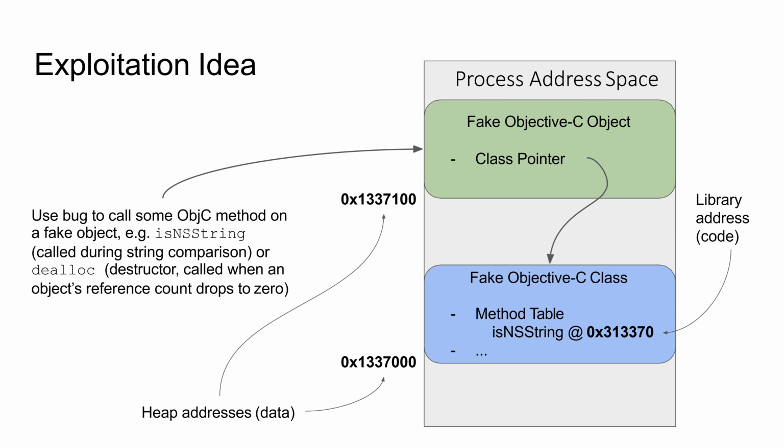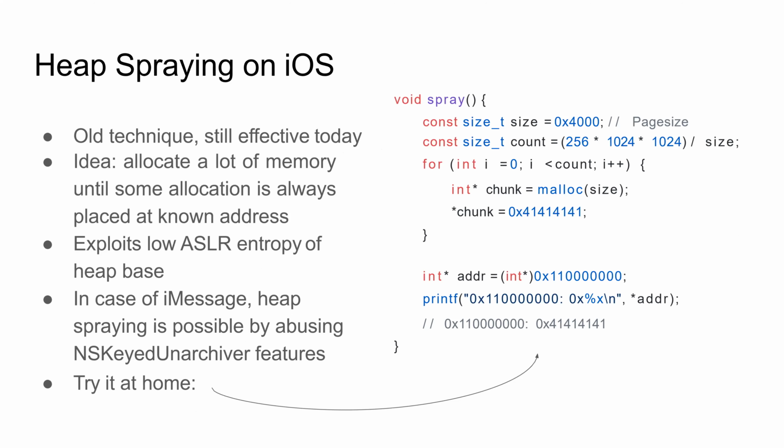And so we have two different types of addresses. On the left side, we have a heap address, and on the right side, we have the library address. So we're going to divide it into two parts. The heap addresses we get in a different way than the library addresses. For the heap address, what you can do is just heap spraying, which is an old technique. The idea is simply to allocate lots of memory.